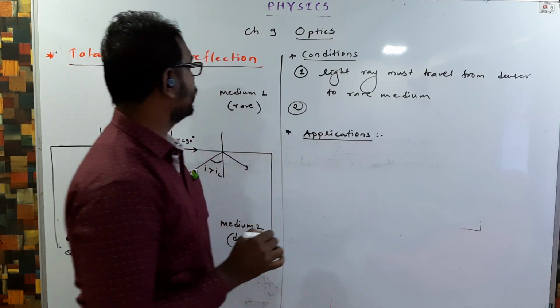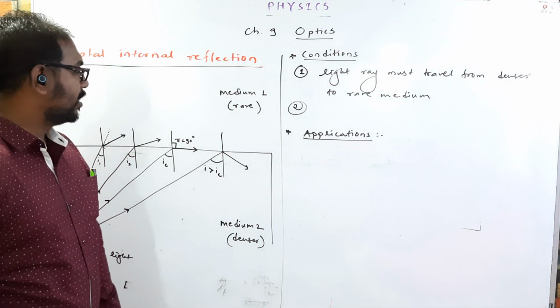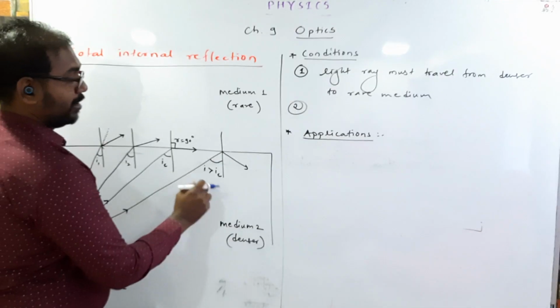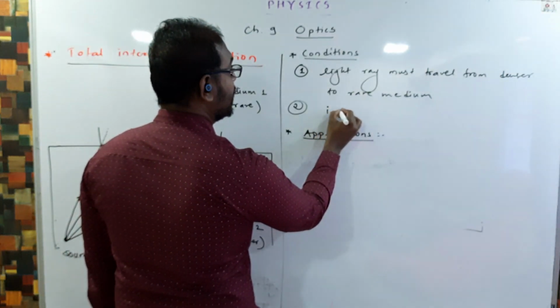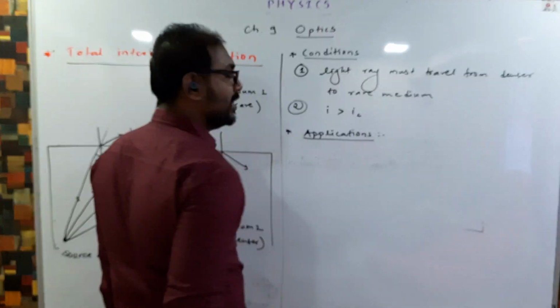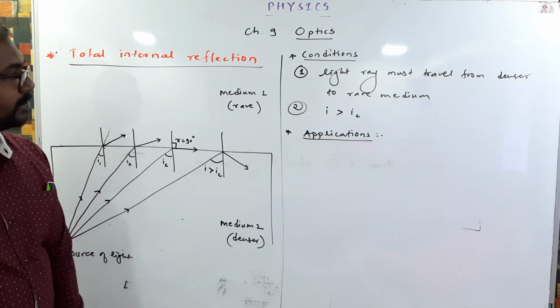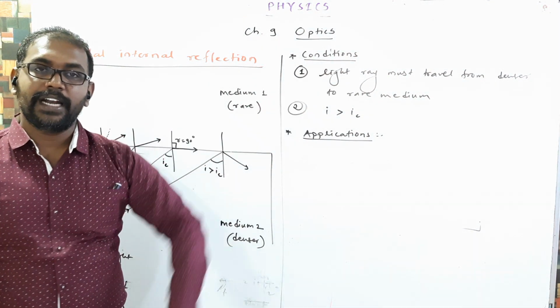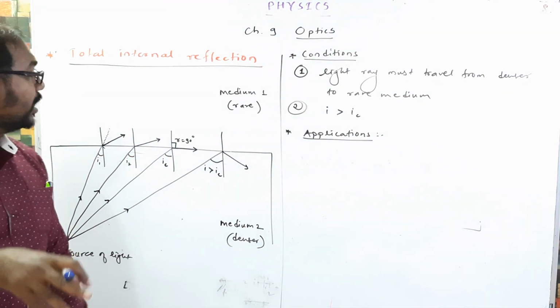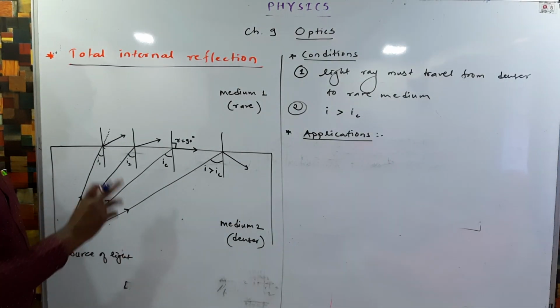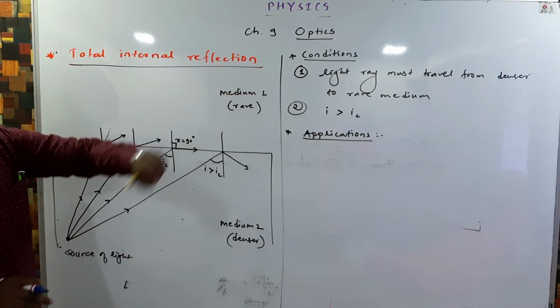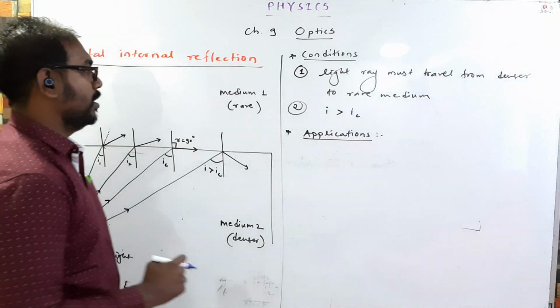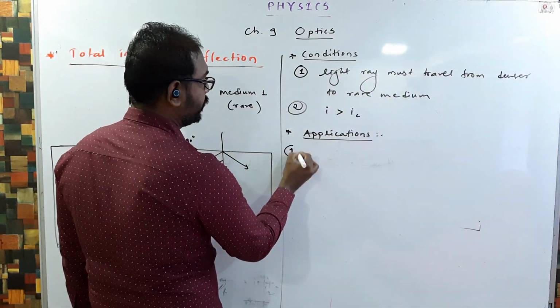The second condition for total internal reflection is about the angle of incidence. The angle of incidence in the denser medium must be greater than the critical angle. The angle of incidence must be greater than the critical angle. Then only total internal reflection occurs. So these are the necessary conditions for total internal reflection. Now let me cover some applications here.